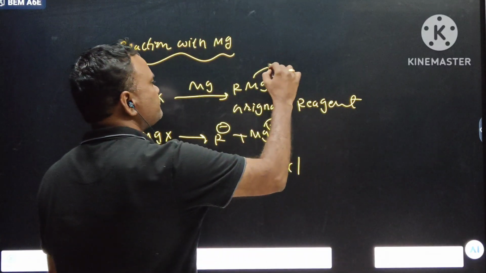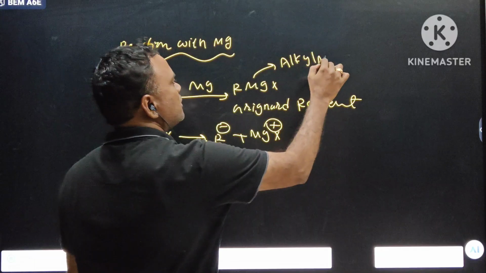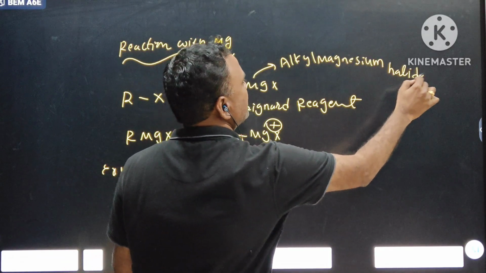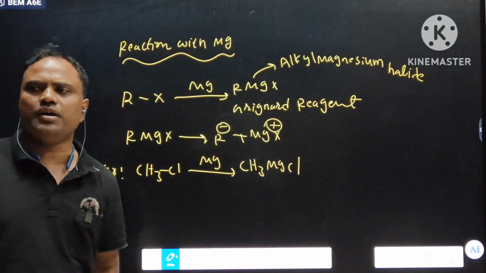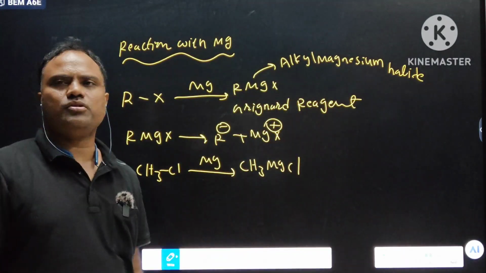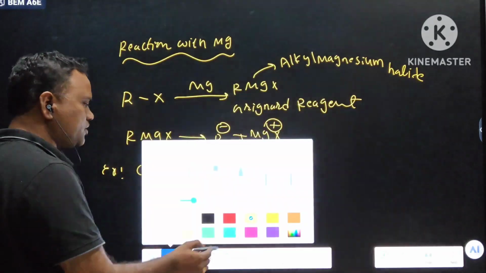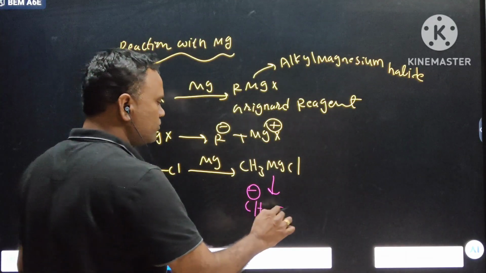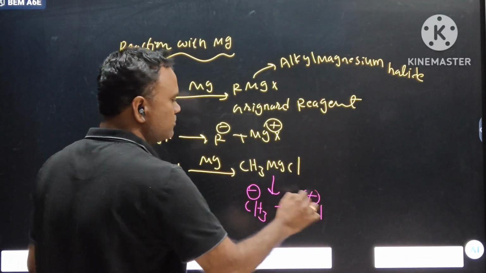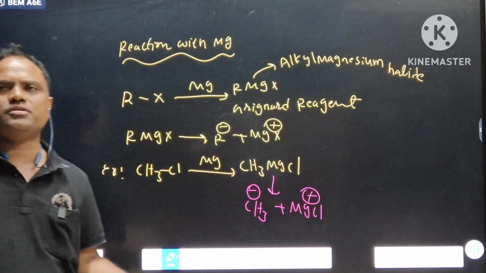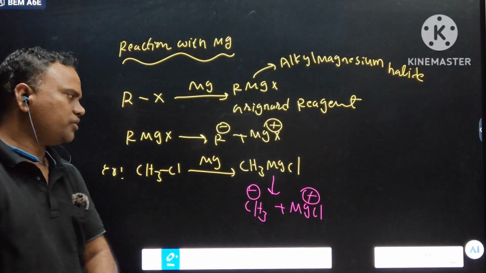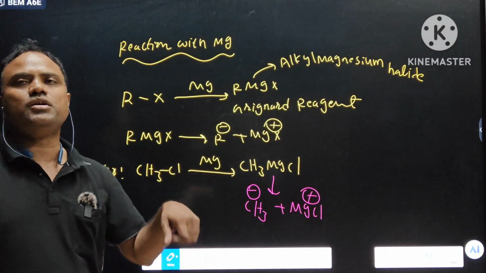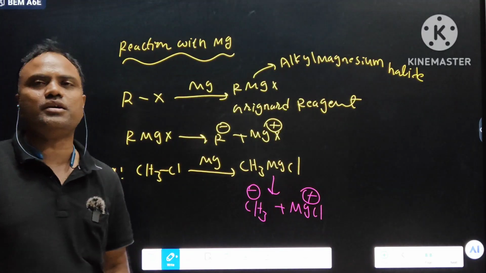See the general name: alkyl magnesium halide is the general name. Methyl magnesium chloride. Dissociation reaction is very important. How will it dissociate? CH3 negative and MgCl positive. This is very important. In the coming chapters, alcohols, ketones, we use this Grignard reagent. You should know how to dissociate Grignard reagent. Remember, generally carbon will get a positive, but in the Grignard reagent, carbon will get negative.